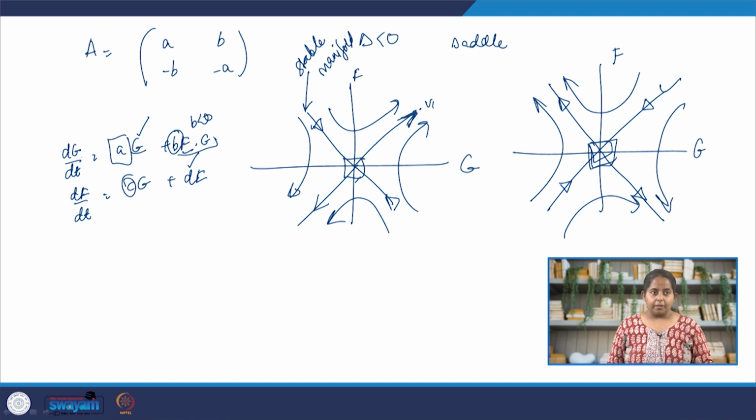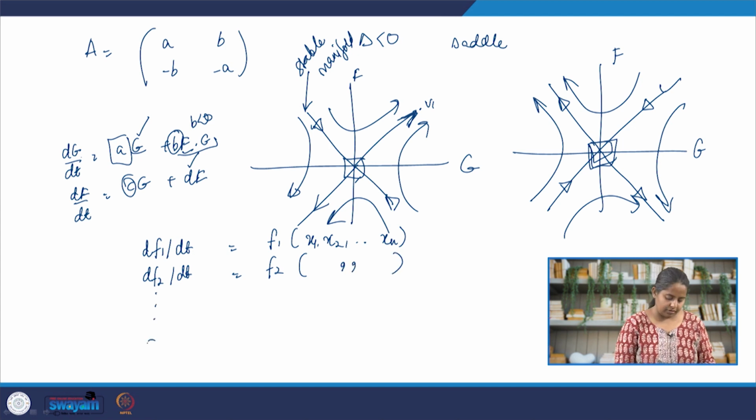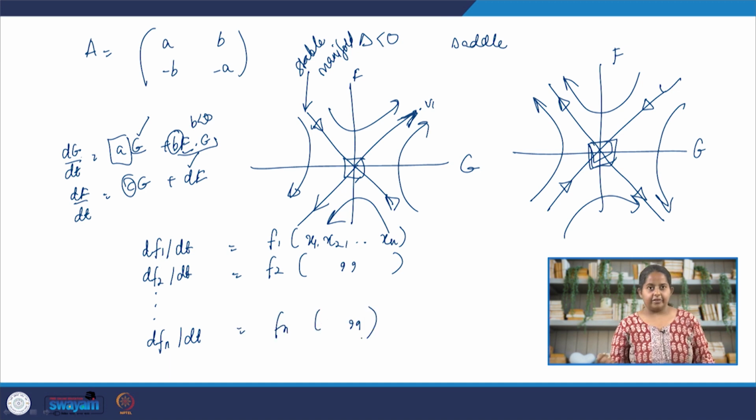Now, let me explain how it will look. A general nonlinear system we can write like this: df1/dt is equal to some function f1 of all the variables xi, ranging from 1 to n, x1, x2, and so on till xn, for an n-dimensional system. And then we have df2/dt, another function, same, and so on till dfn/dt. Correct? Now let's say we define this whole system by one capital F.